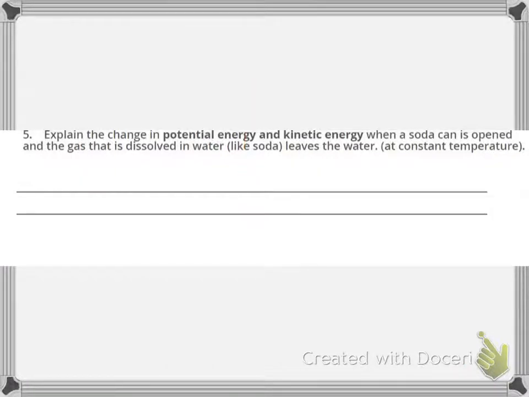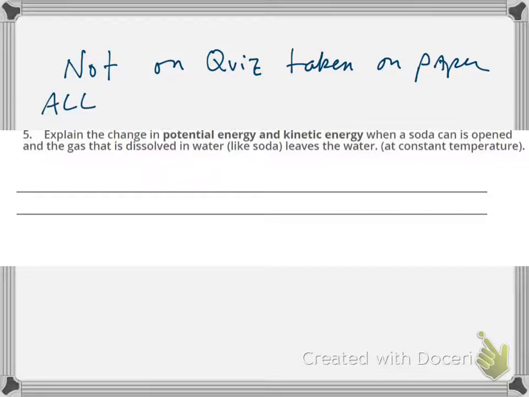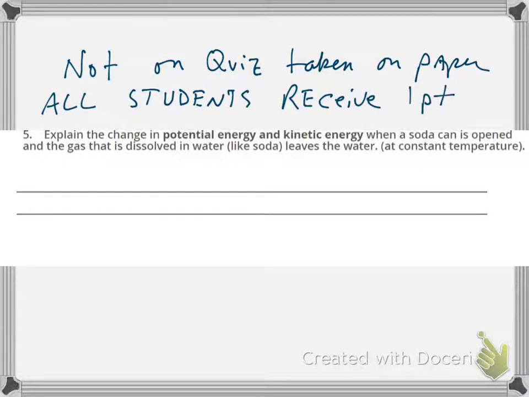Question number 5. This was not on quizzes that were taken on paper, primarily because we just wanted to introduce you to the free answer process and take a look at some of the answers, which we'll discuss on Monday. All students received credit for this answer, even if they took it on paper. So instead of 4 questions, the total quiz was graded out of 5, in which you are automatically given 1 point. Let's take a look at the question.